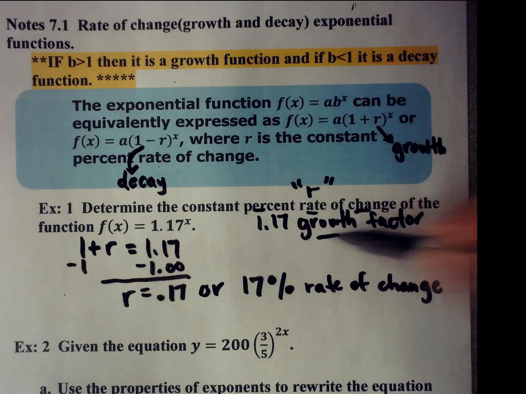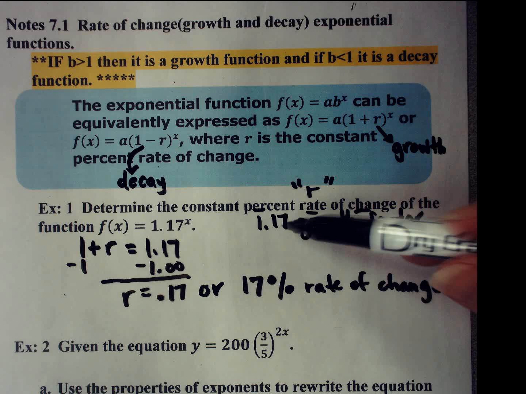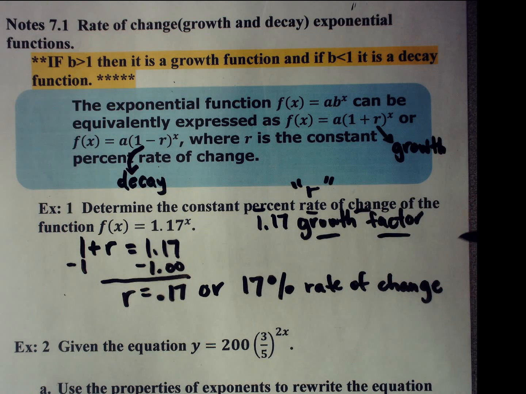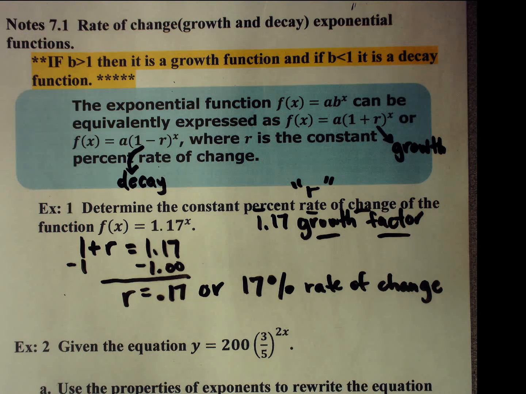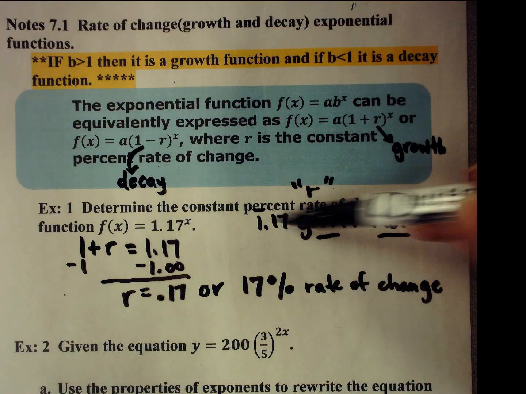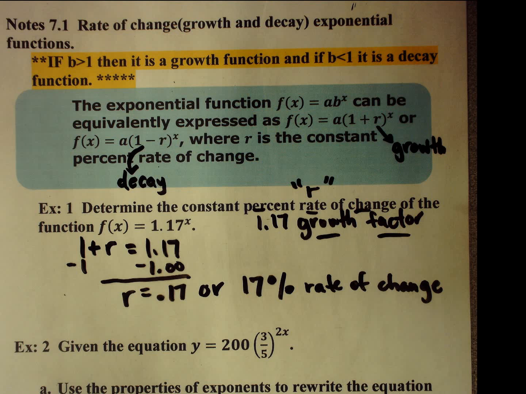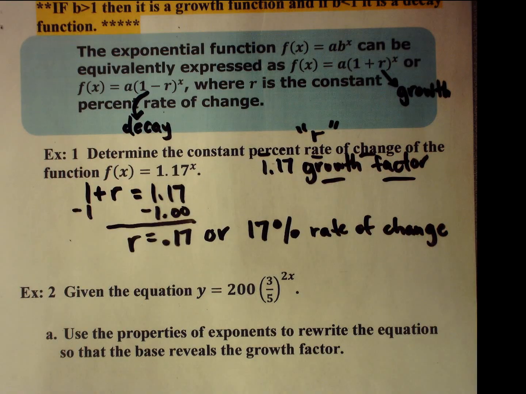So you have to know how to find the growth factor, which is the actual addition or subtraction. If it's a growth factor, it's an addition. If it's a decay factor, it would have been subtracted. And that number would be less than 1 if it's a decay. But since this number is bigger than 1, I knew it was a growth. So I would take the growth factor where the r part is, and I would find r. That gives you your percentage rate of change.